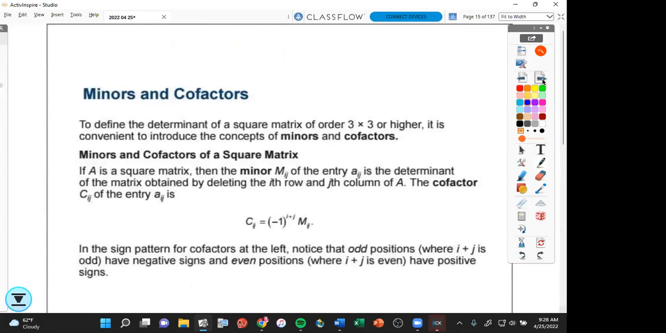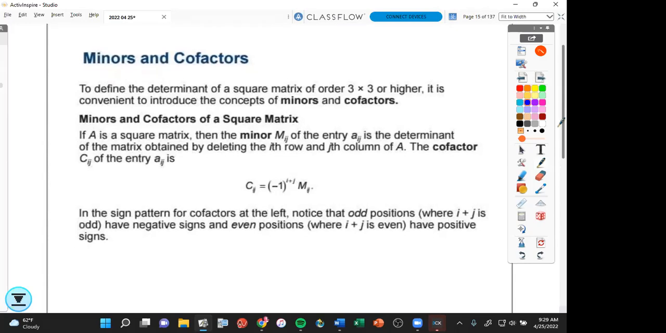Thankfully, we're not going to do anything bigger than a 3 by 3. Because to do the determinant of a 3 by 3, we have to do what I always taught was called expansion by minors. This text calls it expansion by cofactors. Doesn't matter. To define the determinant of a square matrix of order 3 by 3 or higher, it's convenient to introduce the concepts of minors and cofactors.